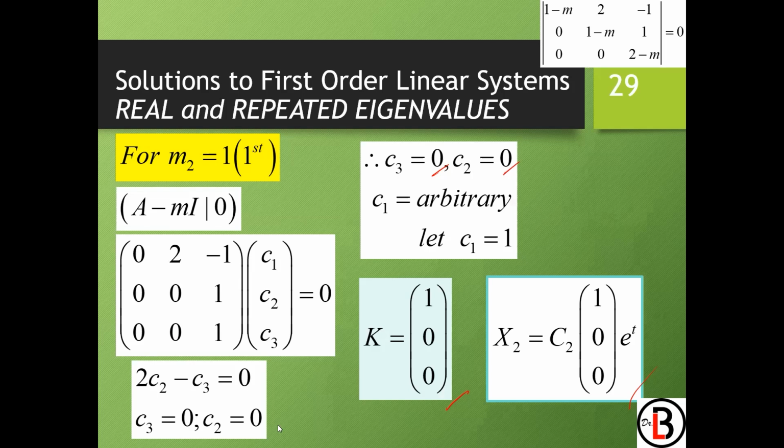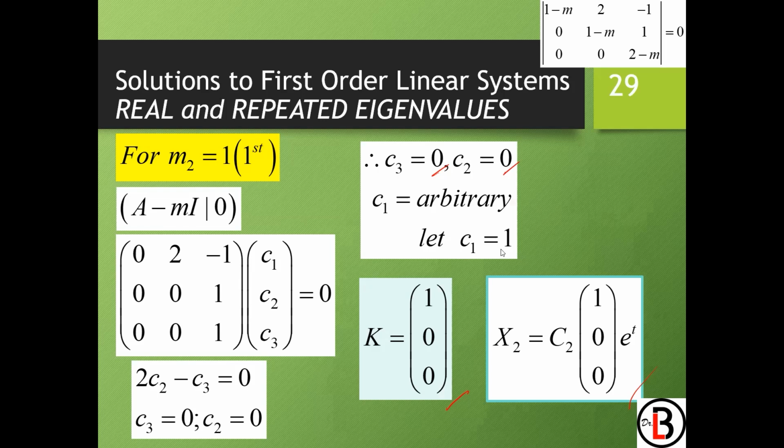Now, where did I get C2 is equal to 0? Because if C3 is equal to 0, you have to take note that 2C2 minus C3 is equal to 0. If C3 is 0, plugging that in there, you'll be able to get C2 is equal to 0. So the two of them are zeros. C1 is arbitrary. It can be any value because it did not appear in any of the equations.